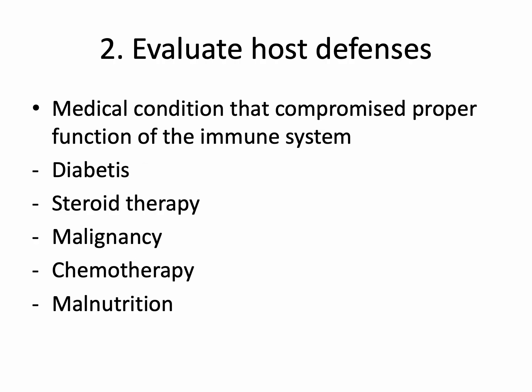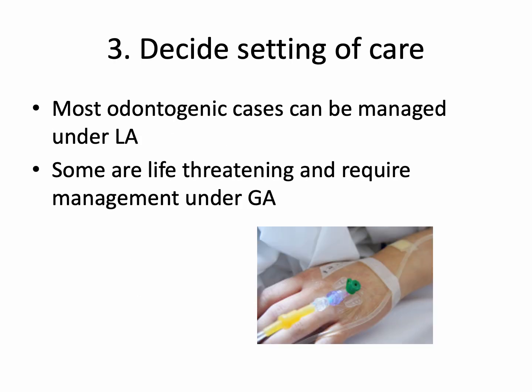The second principle is to evaluate the host defense. We need to evaluate the medical conditions that compromise proper function of the immune system, for example, those with diabetes, those on steroid therapy, with malignancy, those under chemotherapy, or those with malnutrition. Then we have to decide the setting of care, whether to do it under local anesthesia or general anesthesia. Most odontogenic cases can be managed under local anesthesia, but some cases are life-threatening and require management under general anesthesia.